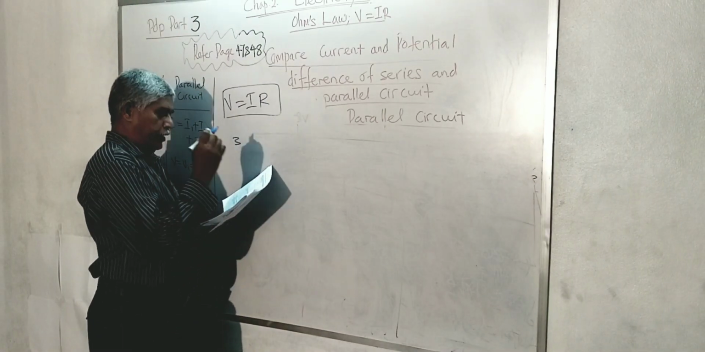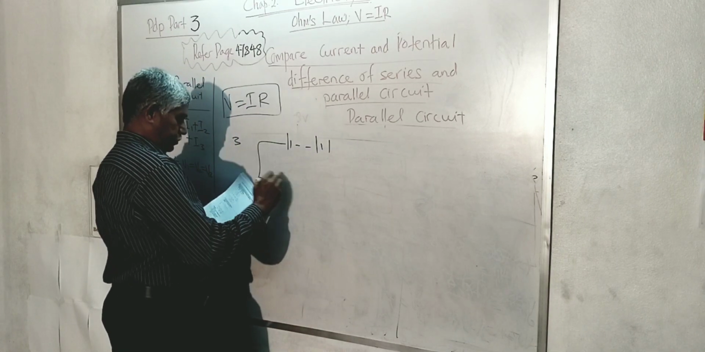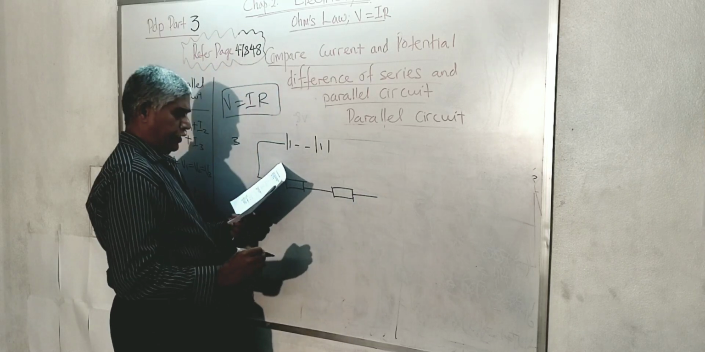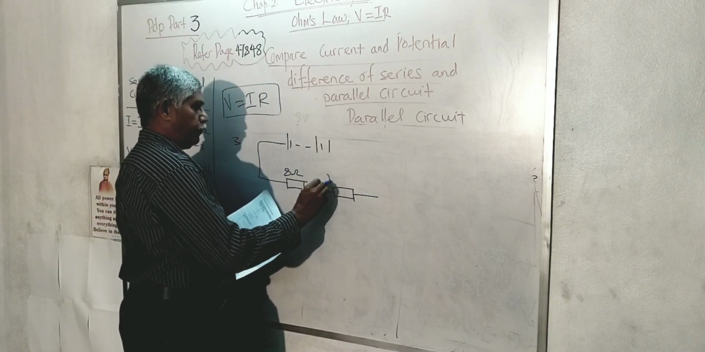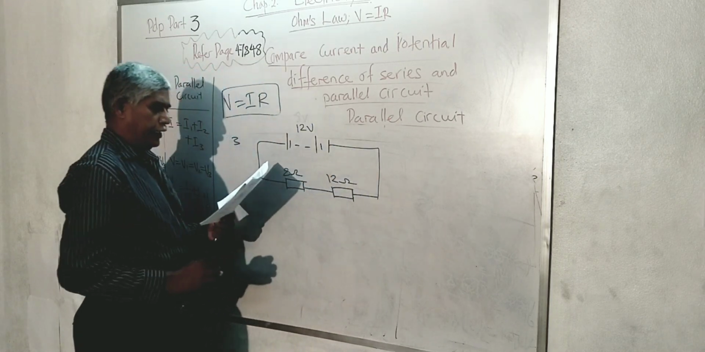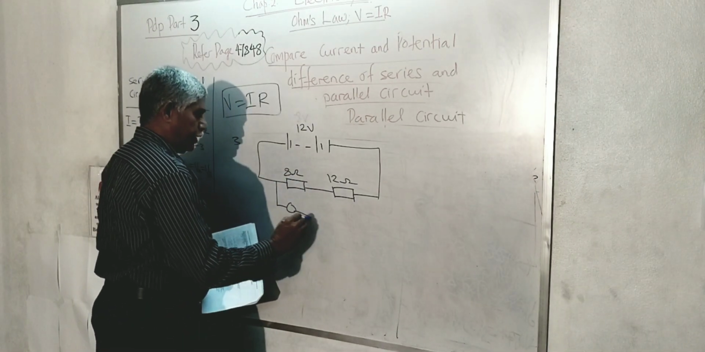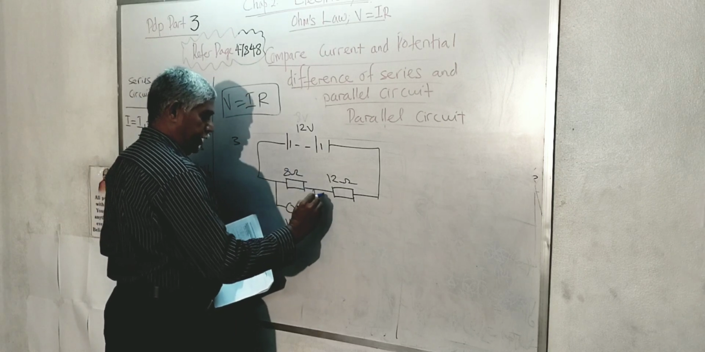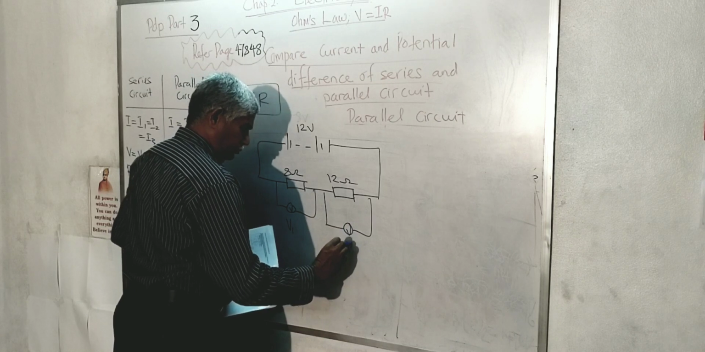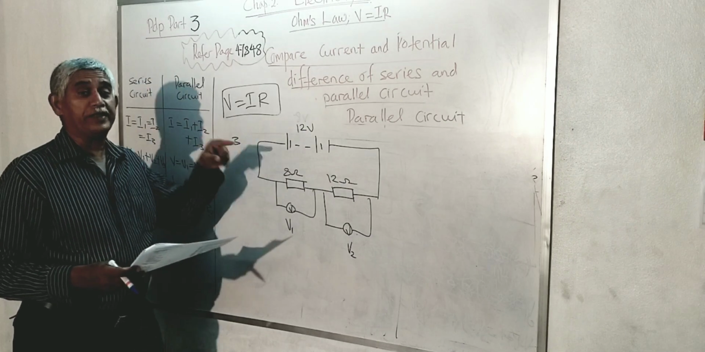Number 3, if you look at question 3, we have 12 volt, whereby we have two resistors, 8 ohm and 12 ohm. They want the potential difference across here. That means they want the potential difference across 8 and the potential difference across 12. Here they never ask you to find the current, but the earlier question guided you to find the current.